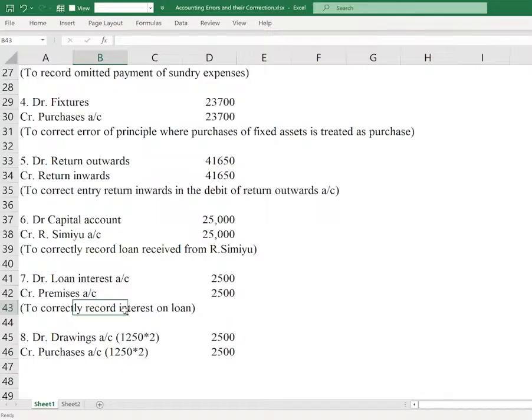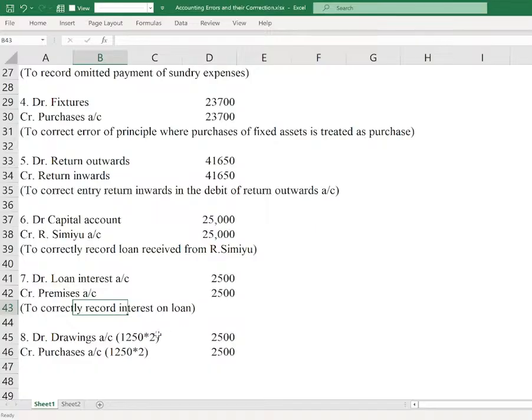Okay, then we have number 8, goods taken for own use. 1,250 had been debited to purchase account and credited to drawing accounts. So here it's what we introduced about the contra, because the goods are not used for the business. So goods taken for own use, 1,250 had been debited to purchase account.